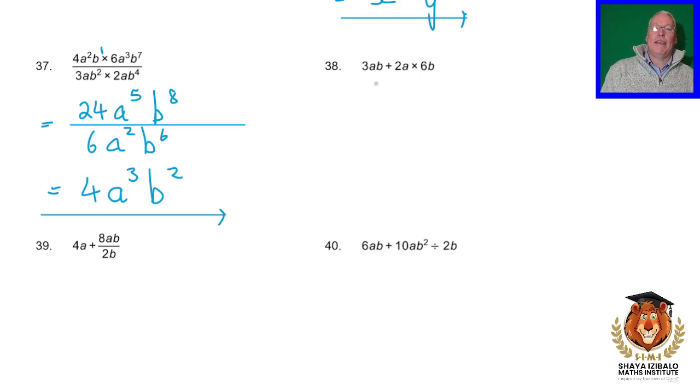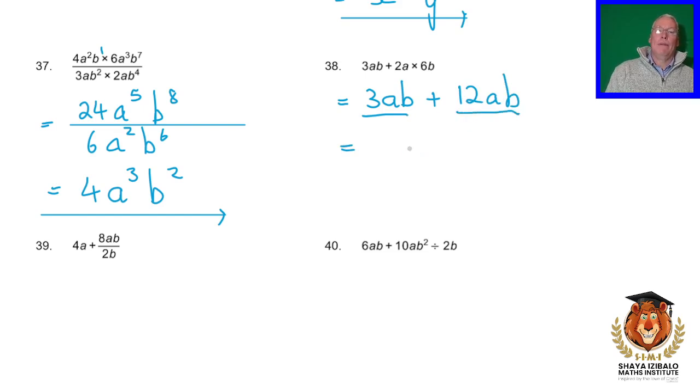Okay, this one over here, we've got addition and multiplication. Which one needs to happen first? That's right, the multiplication. So this is going to be 3ab plus, now 2a times 6b, 12ab. Have we got like terms? Yes. Those are like, we can add them. 3 things plus 12 things, 15 things. The things don't change, they are still ab's. They don't become a squared, b squared.